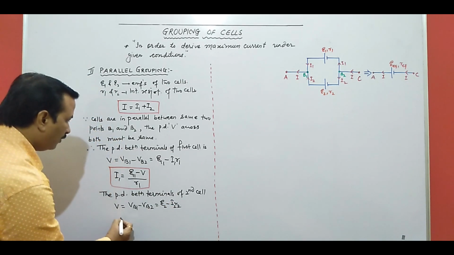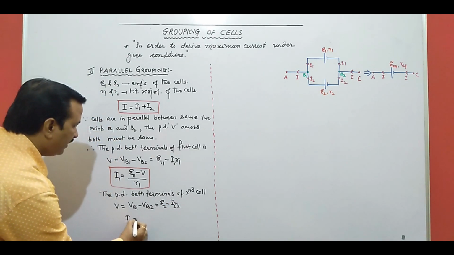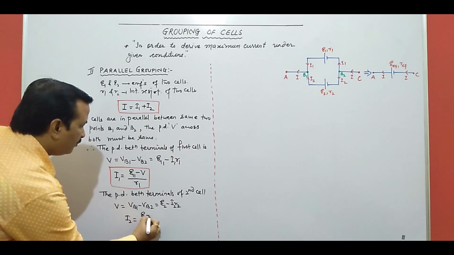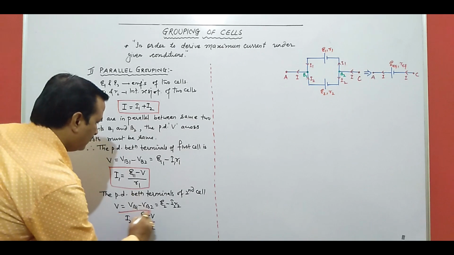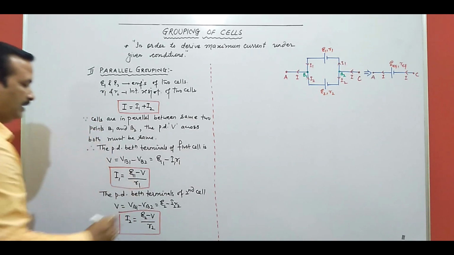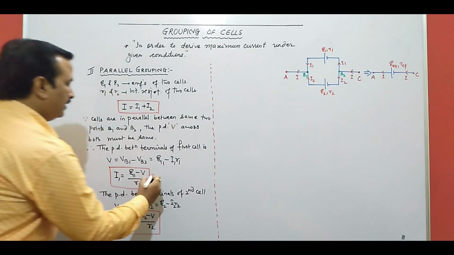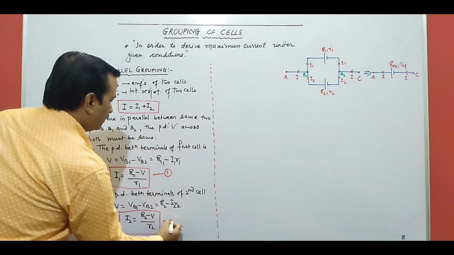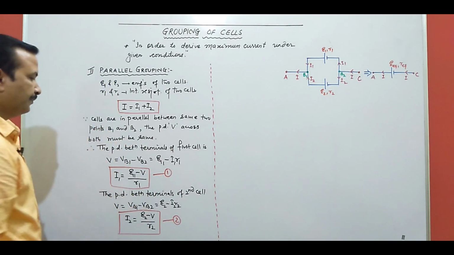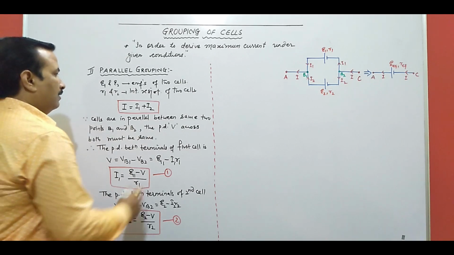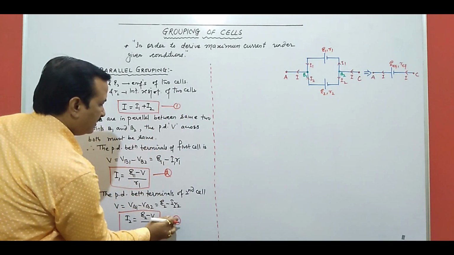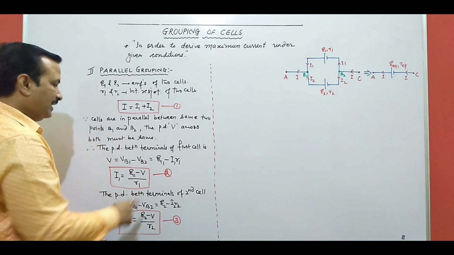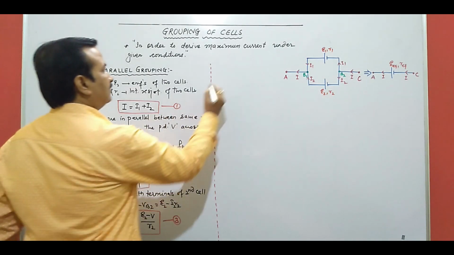Okay, so from here we will get I2 equal to E2 minus V upon R2. This is another equation. Okay, equation 1, 2. We can write this as 1, this is 2, this is say 3. Putting these values in 1.